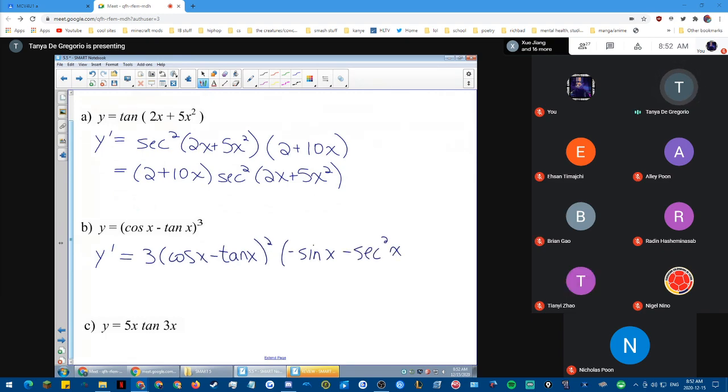Beautiful. Excellent. So it's our chain rule. 3 comes down, whatever is inside, your function here stays the same. 3 minus 1 is 2, and then you take the derivative of the inside. Now take a look at that second bracket. What should I do there? I've got negative sine of x minus secant squared x. What should I do? Yes. Factor out negative 1. Yes.